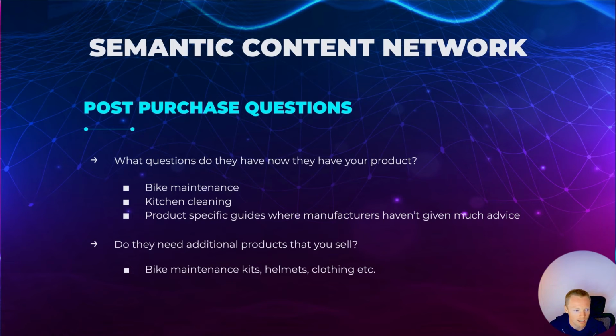So back to some previous examples, we might have guides on bike maintenance. They bought a bike from you, so how to look after it, or keeping that new kitchen clean, for example, or product-specific guides. A lot of products, especially in tech, people will buy, and then they'll get a little fiddly paper guide to read. It's not ideal.